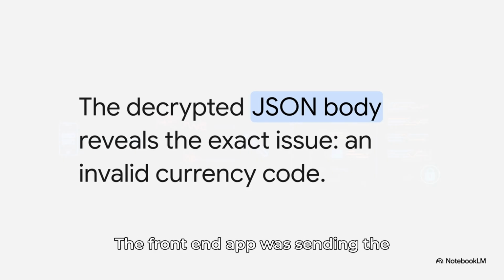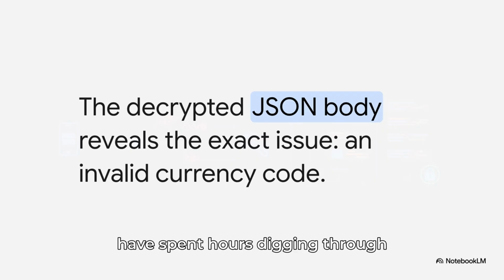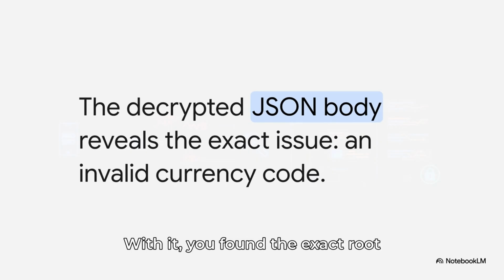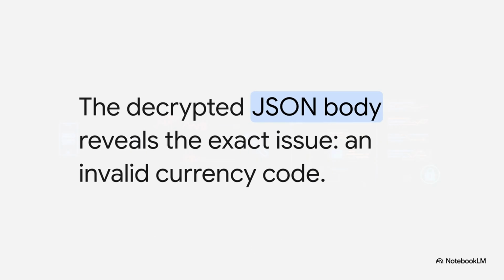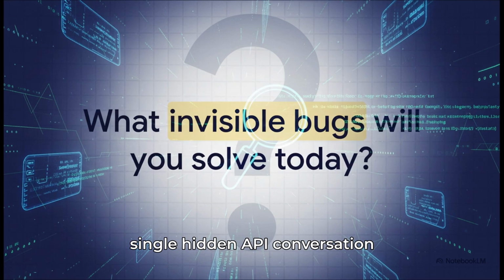The front-end app was sending the wrong currency string for this user's region, and the back-end rejected it. Without Charles Proxy, you might have spent hours digging through back-end logs or just guessing. With it, you found the exact root cause in seconds. Which brings us to a final thought to leave you with. If you can clearly see, decrypt, and even rewrite every single hidden API conversation your applications are having, what invisible bugs will you solve today?